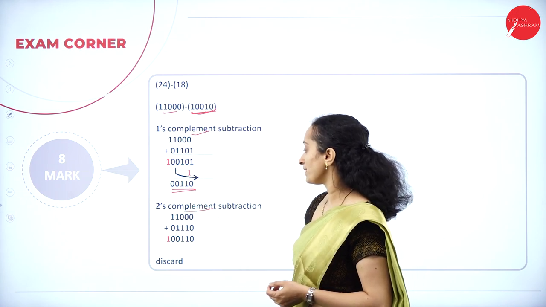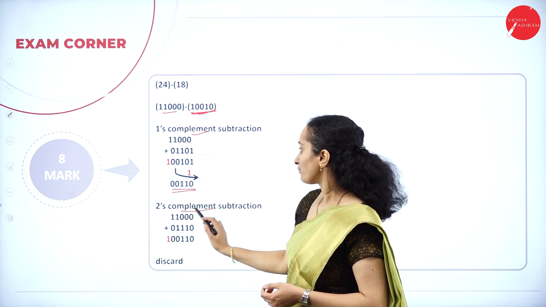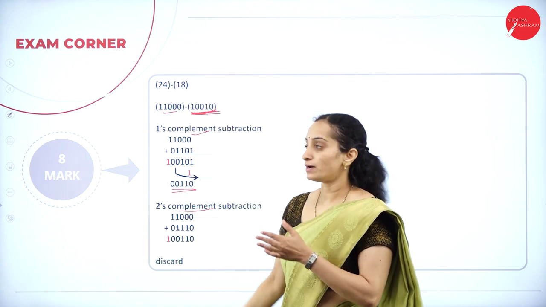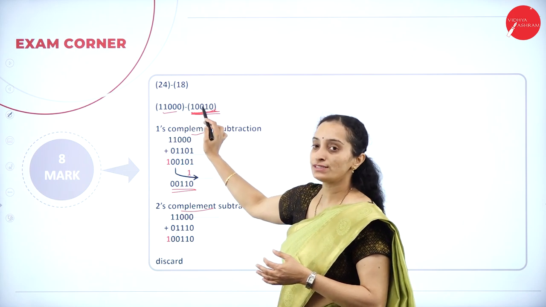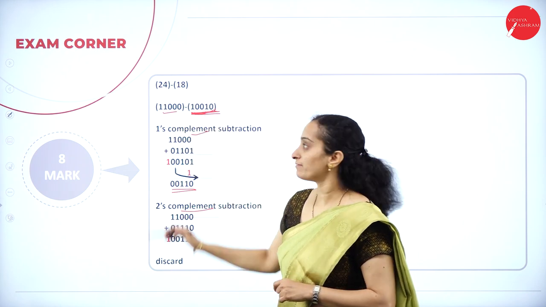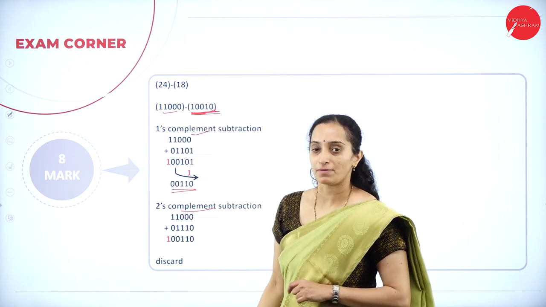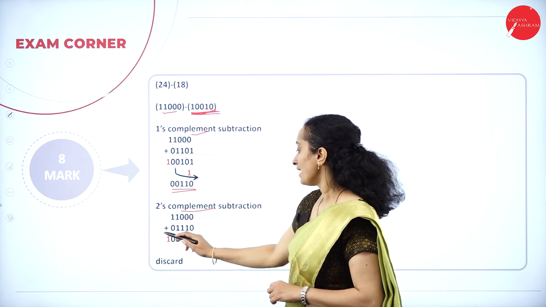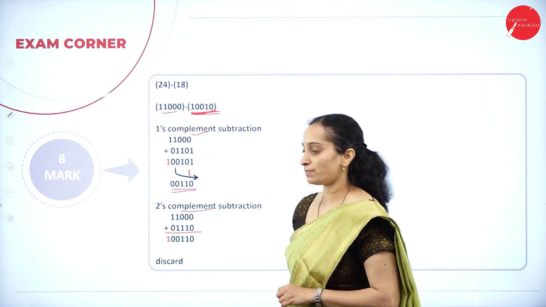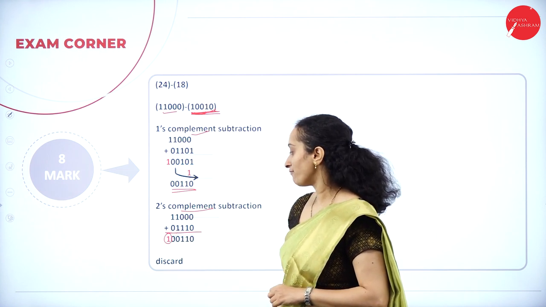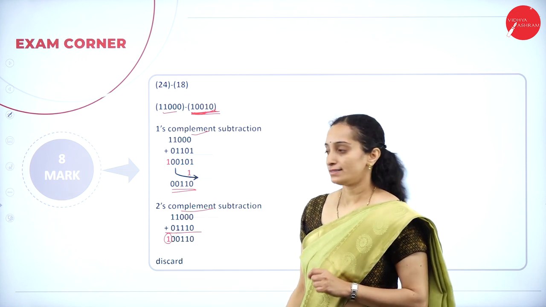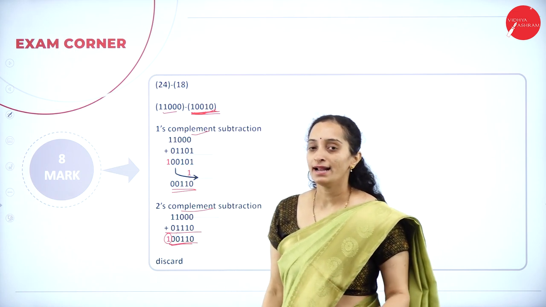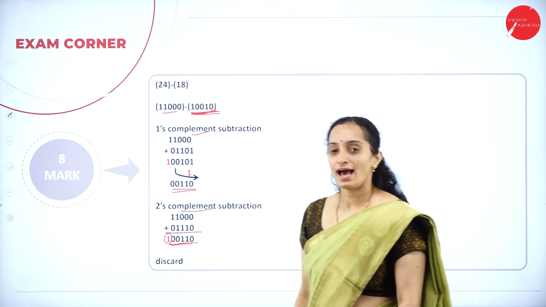In 2's complement subtraction, you have to find out the 2's complement of the number which will be subtracted from the first number. For the second number, apply this 2's complement and add those 2 numbers. If you get a carry, discard that carry and keep the final answer.